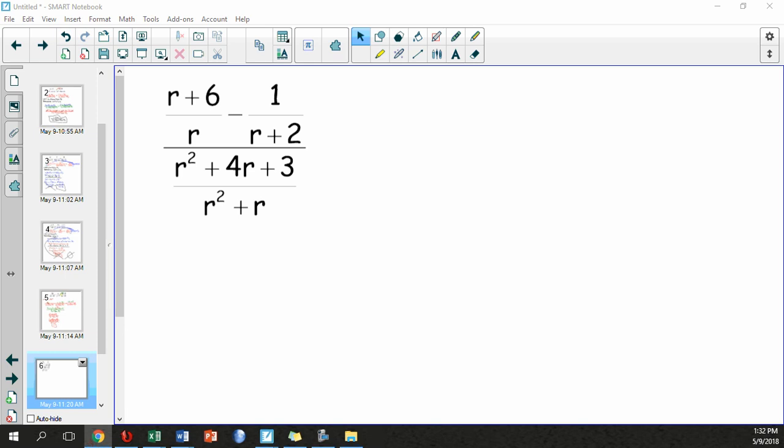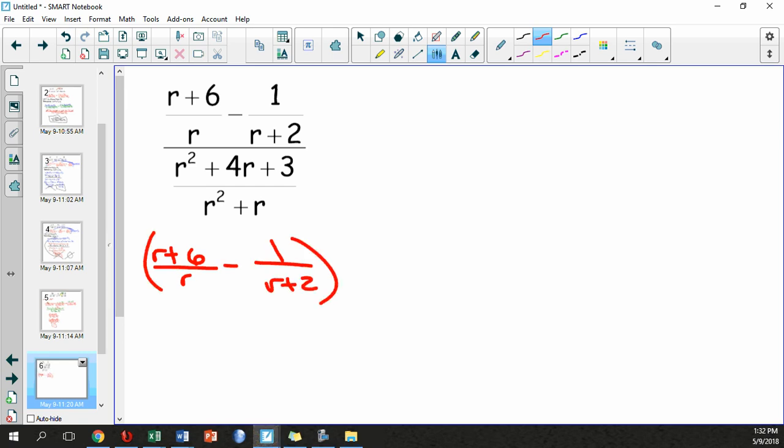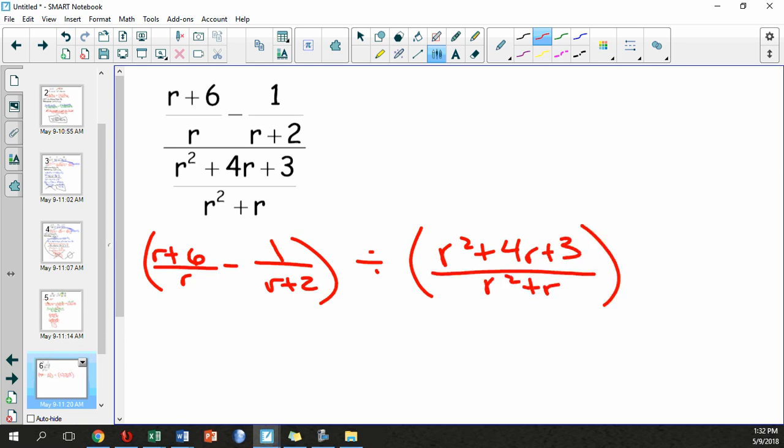Okay, the first thing you have to do is write this horizontally: r plus 6 over r, minus 1 over r plus 2, all divided by r squared plus 4r plus 3, all over r squared plus r. Carson, what's my LCD? Very good. You understand that you have to have the r and the r plus 2 because they're separate entities, correct?